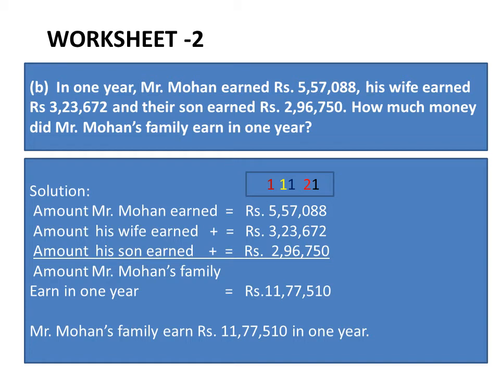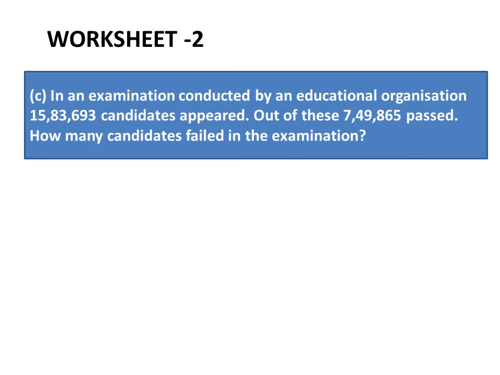So the answer is rupees 11,77,510. And the last statement is Mr. Mohan's family earned rupees 11,77,510 in 1 year. Let us solve the next question.